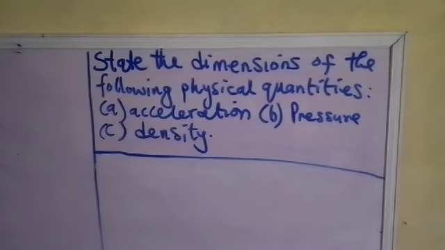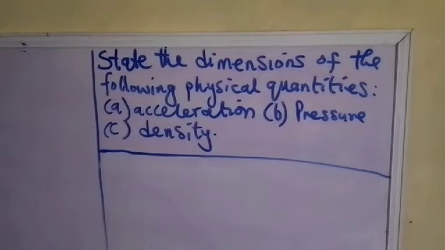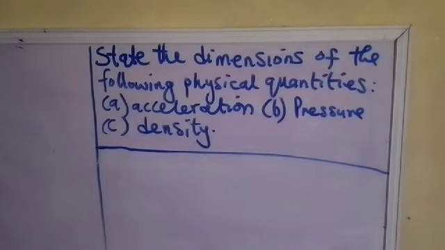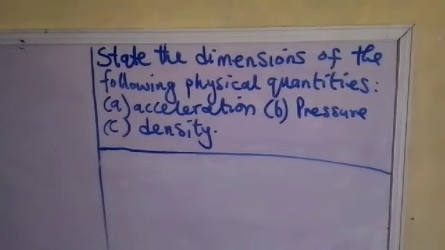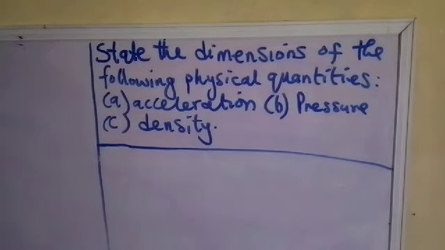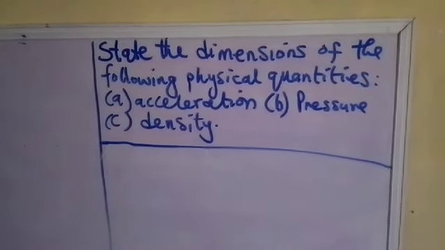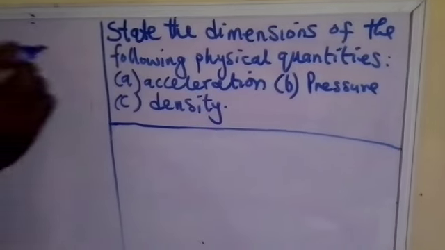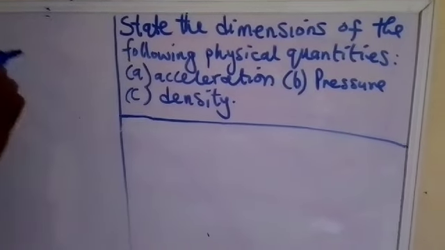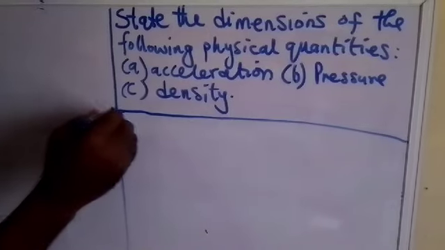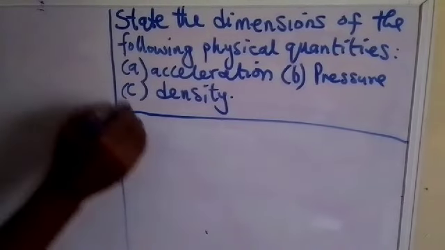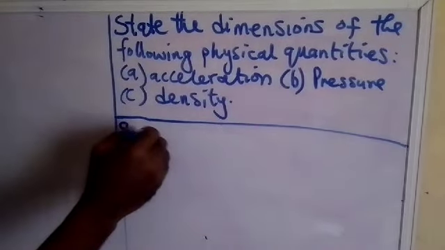Very easy, very simple. State the dimensions of the following physical quantities: A, acceleration; B, pressure; C, density. Ma'am, for you to solve this, start the very simple way possible. Let's go to option A. Option A is acceleration.